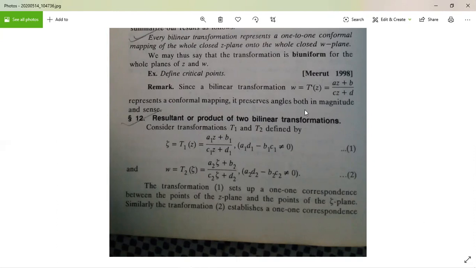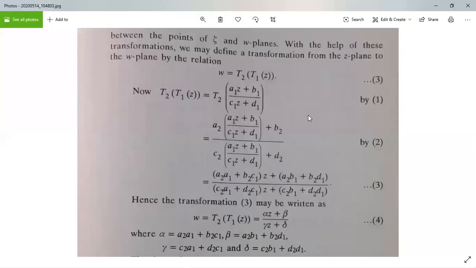The transform 1 sets up a one-to-one correspondence between the points of the z plane and the points of the zeta plane. Similarly, transform 2 establishes a one-to-one correspondence between the points of the zeta plane and the points of the omega plane. With the help of these transformations, we may define a transformation from the z plane to the omega plane by the relation omega equals T2 of T1 of z.